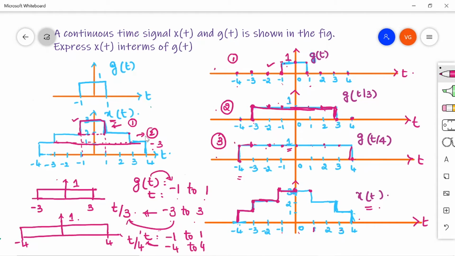Right? So similarly, you take the amplitudes at t is equal to 1, 2, 3, 4 for all the 3 signals. Mark the amplitudes on the final signal and join, so that you will get your x of t staircase, right? So this is the procedure for how to construct your given staircase using this pulse signal.